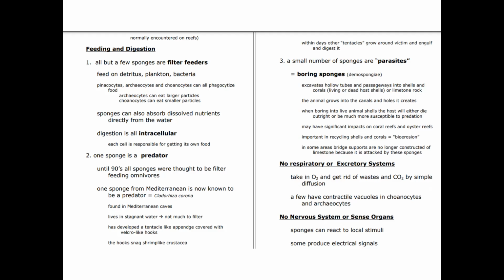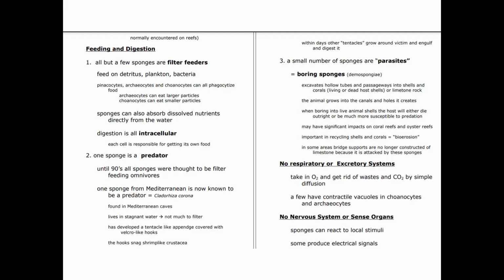Then some sponges also act as predators. Cladorhiza corona is found in the Mediterranean caves. It lives in stagnant water, not much to filter. So it has developed a tentacle-like appendage covered with Velcro-like hooks. The hooks snag shrimp-like crustacea. Within days, other tentacles go around the victim and engulf and digest it.